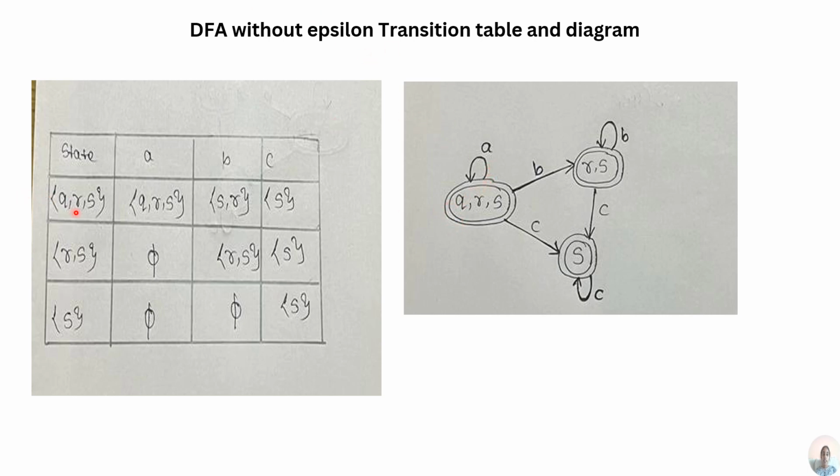From state QRS, A goes to QRS, B goes to RS and C goes to S. From state RS, A has no transition, B goes to RS and C goes to S. From state S, A has no transition, B also has no transition, and C goes to S.